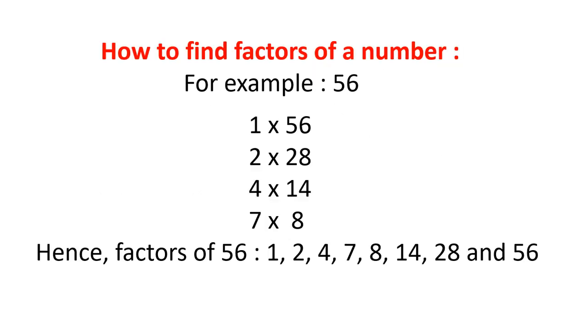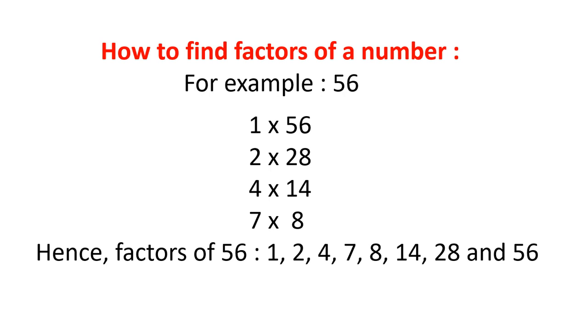How to find factors of a number? For example, let us take number 56. The first step is straight away write it as a product of 1 into number, that is 1 into 56. Now 56 is an even number, so it will be definitely divisible by 2. So I check mentally what quotient does it give on division by 2. So it gives 28. So it can be expressed as 2 into 28. Now 5 plus 6 is 11, which is not divisible by 3. So 56 is not divisible by 3.